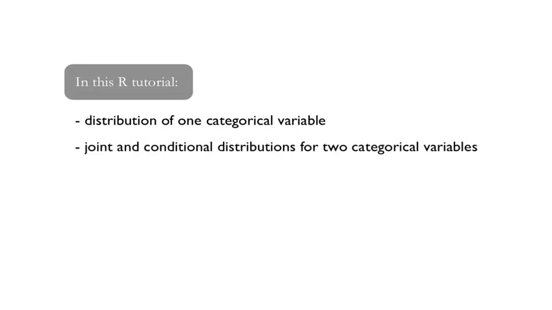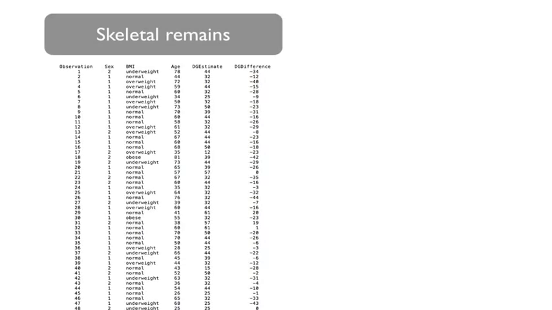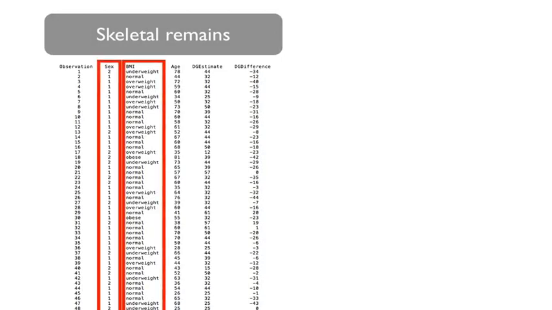In this R tutorial, we will learn how to obtain the distribution of one categorical variable, the joint and conditional distributions for two categorical variables, and we will learn how to plot side-by-side or stacked bar plots. Let's remind ourselves about the skeletal remains dataset. Our focus today will be on the two categorical variables, sex of the skeleton and its BMI or mass category.